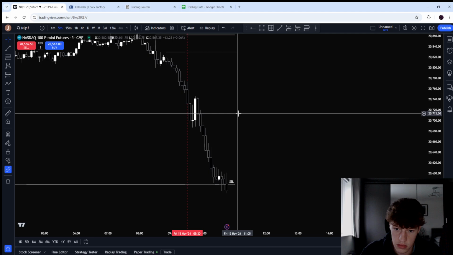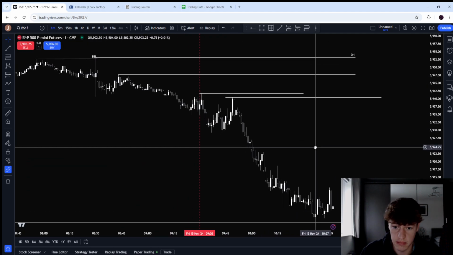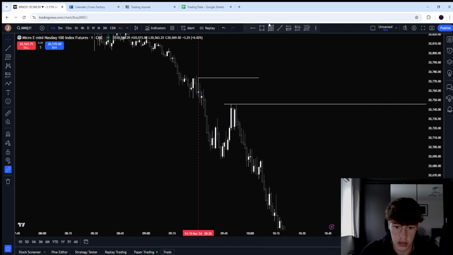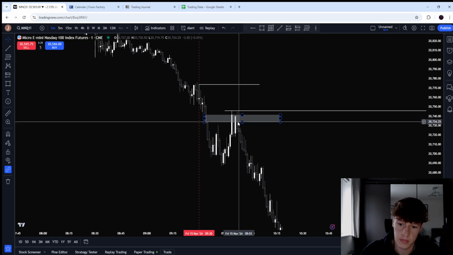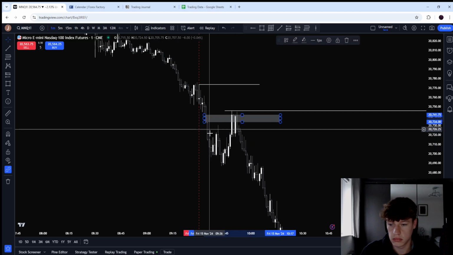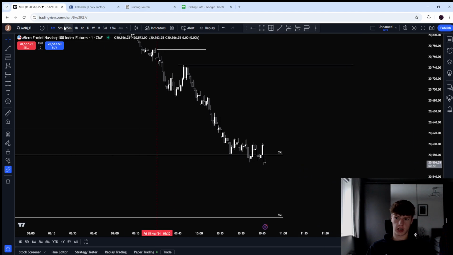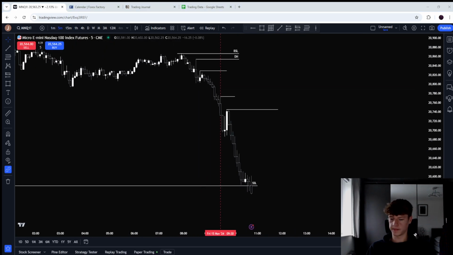I can't see where an entry would have been. The only entry that was off this imbalance. But I can't see that being a plausible entry. So no trades taken. Right decision made, in my opinion.